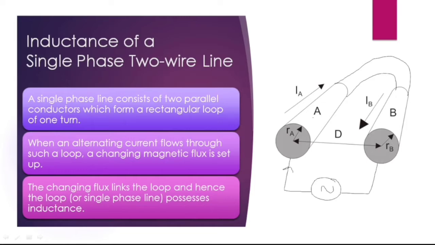Because of this alternating current, a changing magnetic flux is set up. The change in magnetic flux links the loop, and hence this particular loop possesses an inductance.